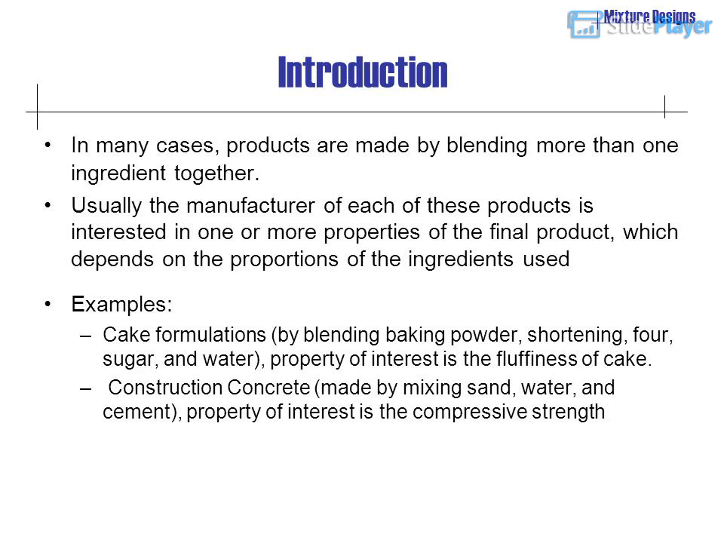Introduction. In many cases, products are made by blending more than one ingredient together. Usually the manufacturer of each of these products is interested in one or more properties of the final product, which depends on the proportions of the ingredients used. Examples: cake formulations, by blending baking powder, shortening, sugar, and water. Property of interest is the fluffiness of the cake. Construction concrete, made by mixing sand, water, and cement. Property of interest is the compressive strength.